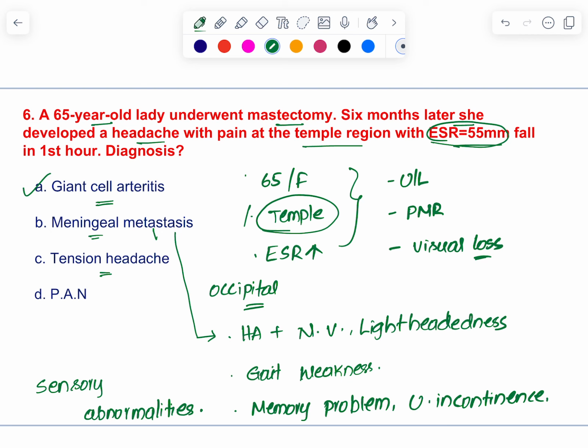Tension headache is usually bilateral, in the frontal or temporal region, and it's a dull, boring type of headache which will be there all through the day. That will be your tension headache.